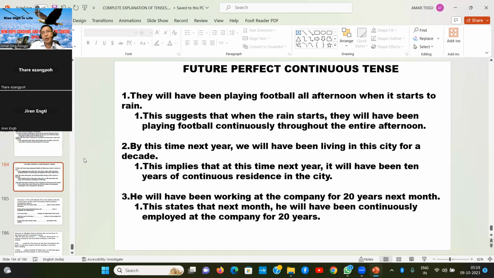Okay, so sentence 2 is clear. No problem. Okay, we go to sentence 3 then. We will have been working at the company for 20 years next month. He will have been working at the company for 20 years next month.